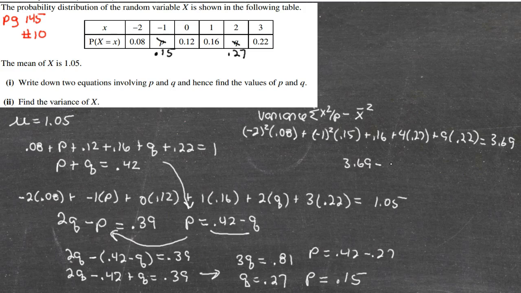And then when I take away the 1.05 squared, I end up with a grand total of 2.5875, which rounds to 2.59, and that's our variance.